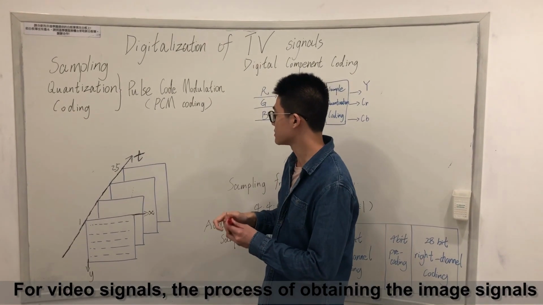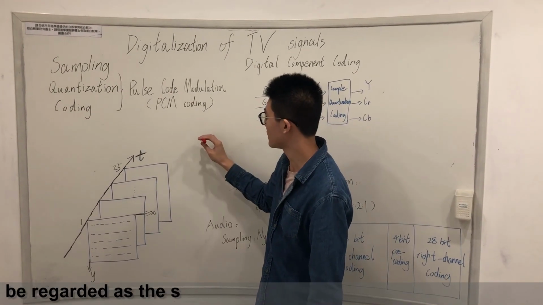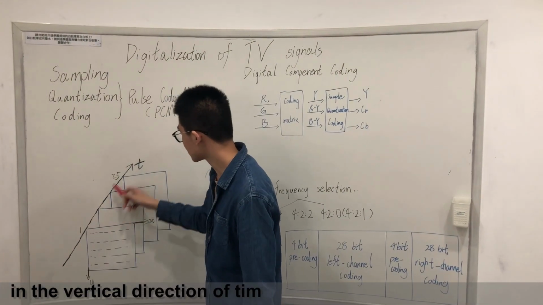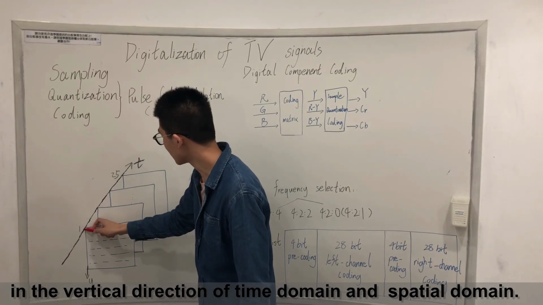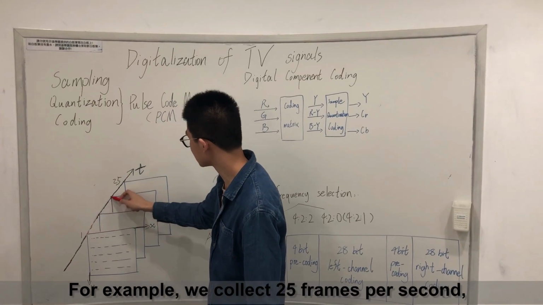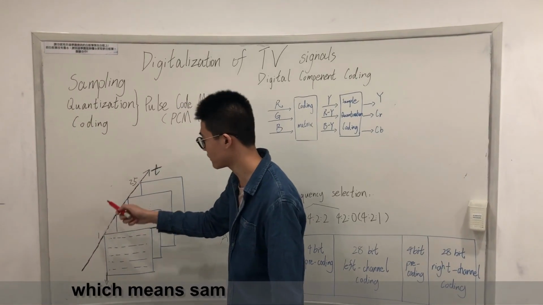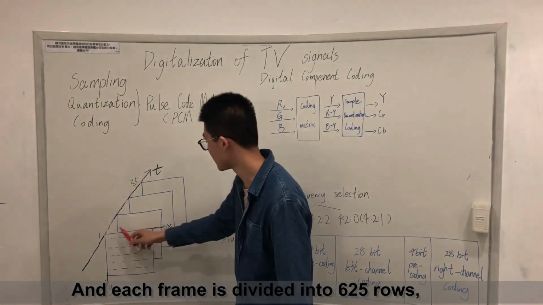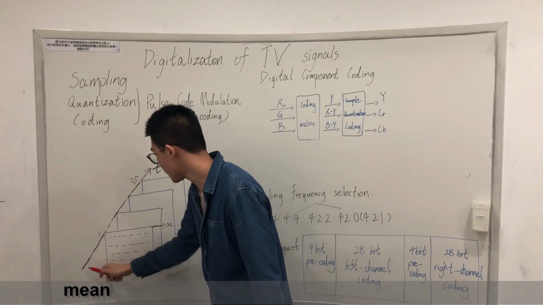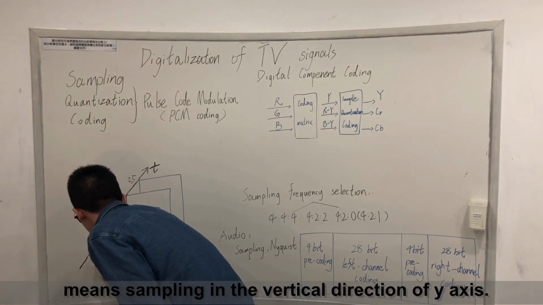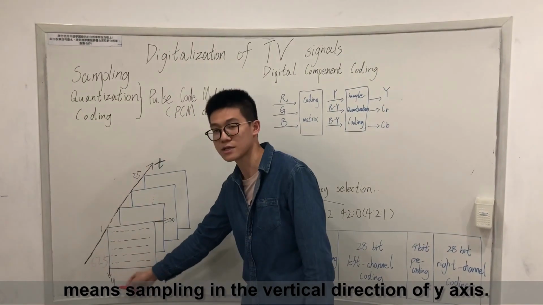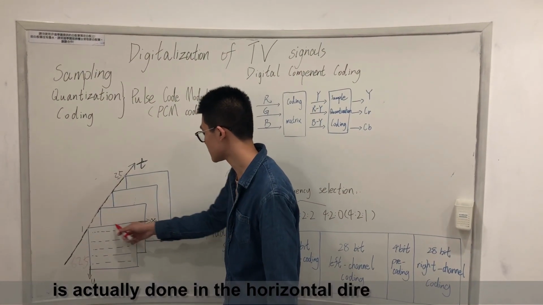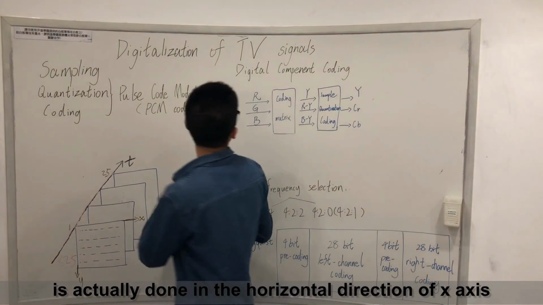For video signals, the process of obtaining the image signals can be regarded as the sampling result of the color moving image in the time domain and spatial domain. For example, we collect 25 frames per second, which means sampling on the time axis, and each frame is divided into 625 rows, which means sampling in the vertical direction of the y-axis. Therefore, the sampling of TV signals is also done in the horizontal direction of the x-axis.